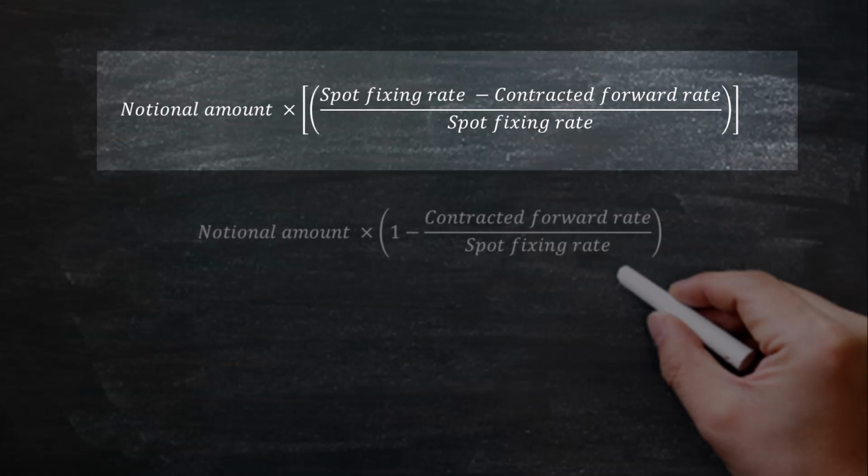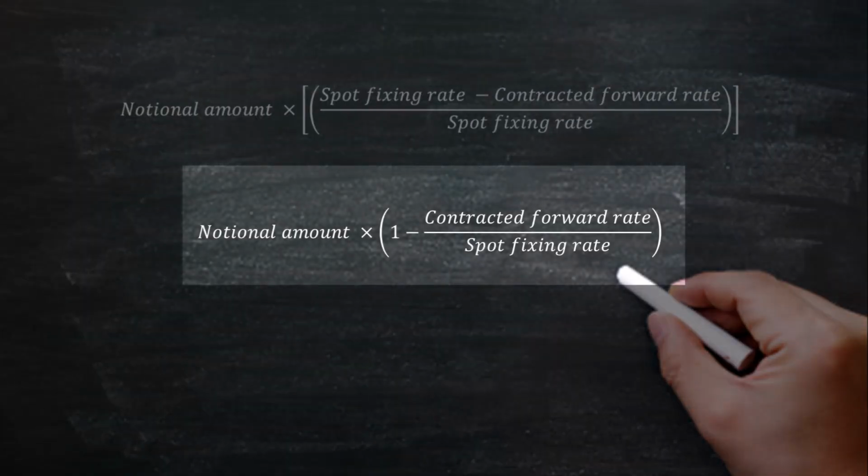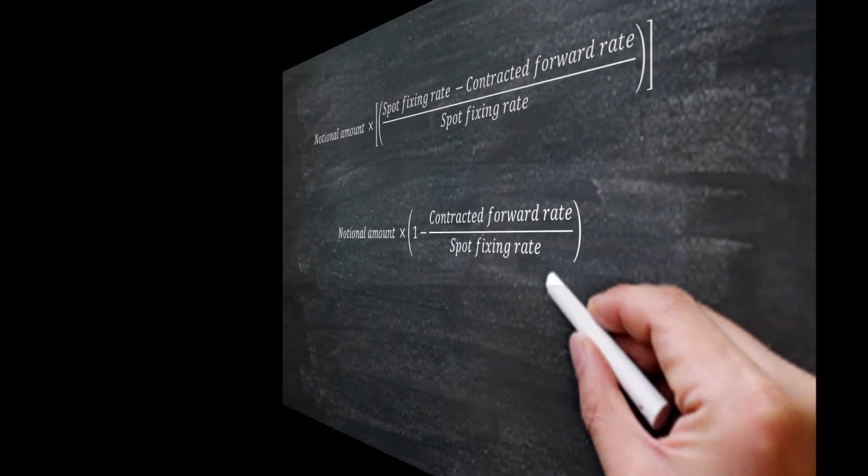First of all, it could be the notional multiplied by the spot rate minus the forward, divided by the spot rate, expressed in the base currency. The alternative is the notional multiplied by 1 minus the forward divided by the spot.